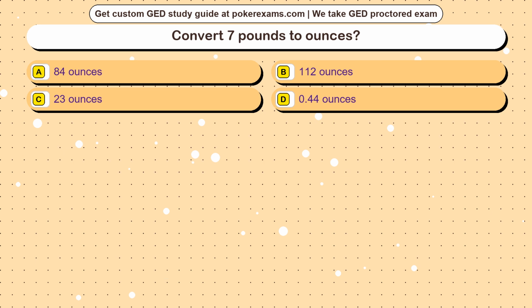Question 22. Convert 7 pounds to ounces. Option A, 84 ounces. Option B, 112 ounces. Option C, 23 ounces. Option D, 0.44 ounces.